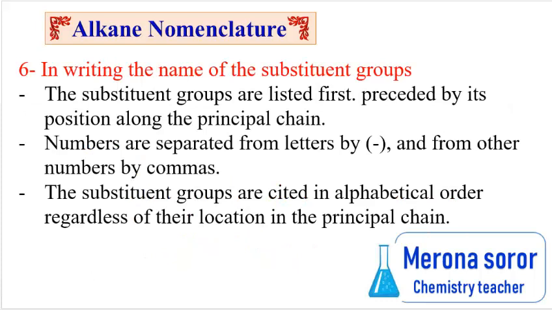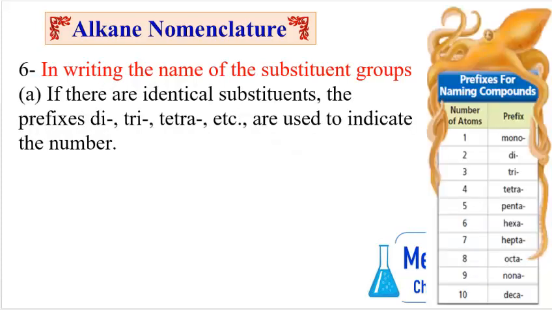Step number 6. Writing the name of the substituent groups. The substituent groups are listed first, each preceded by its position along the principal chain. Numbers are separated from letters by a dash and from other numbers by commas. The substituent groups are cited in alphabetical order regardless of their location in the principal chain. Point A. If there are identical substituents, the prefixes di, tri, tetra are used to indicate the number.